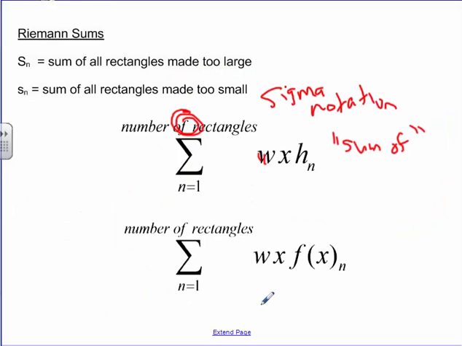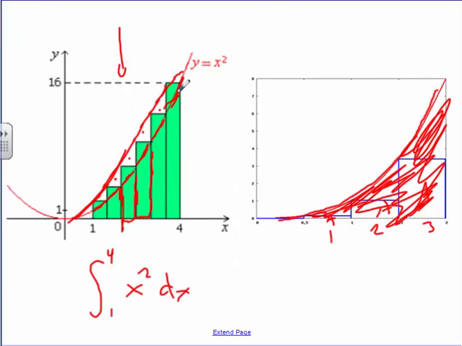So one more thought here. What you may end up actually seeing is that rather than it being width times height, it might be the width times the function value. And the reason the function value would exist is that, don't forget, this is a graph of, say, y equals x squared. Well, the height of the graph, however high these boxes are, really is your y value, and your y value can be represented as f of x.